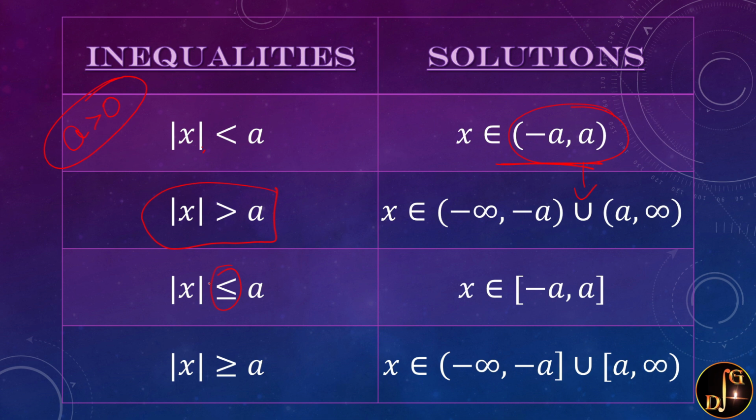Similarly, if we have less than or equal to, if it is equal to a, then minus a and plus a are included. That means we get the closed intervals. And if it is greater than or equal to, again minus a and plus a are included. So we get the closed intervals at minus a and plus a.